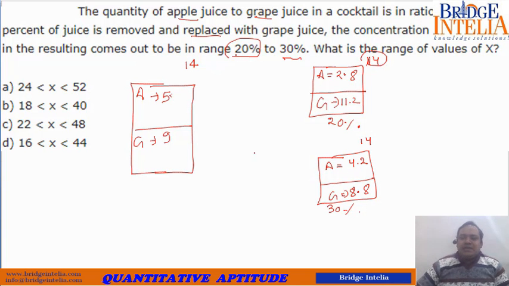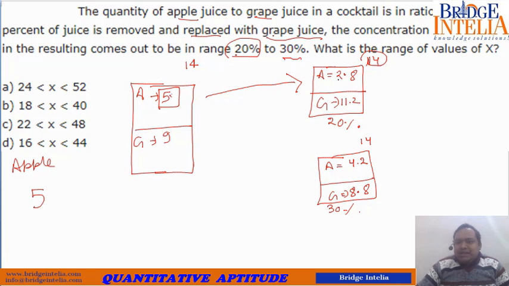So 8.8. Now, you are taking out mixture but replacing with grape juice. If you want to achieve this, what quantity do you have to take out? Look at apple juice. Apple juice is 5 liters here. But finally you want this to drop to 2.8. So 5 dropping to 2.8 means you want to take out 2.2 liters out of 5. So this is what you have to take out.